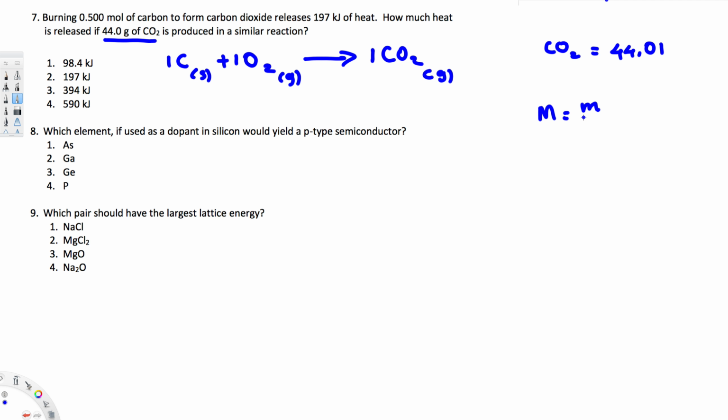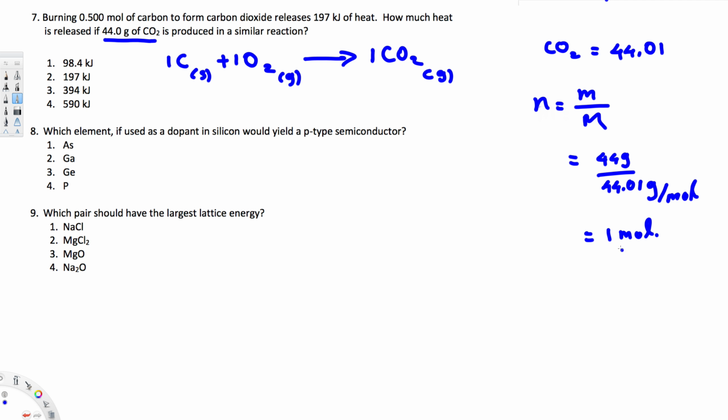Mole is equal to mass over molar mass, right? We are trying to find mole. That way we will have 44 grams over 44.01 grams per mole, and grams cancel and this mole will flip around and go to the top. From this one we already know this is going to produce 1 mole. So according to this question, 1 mole is produced.